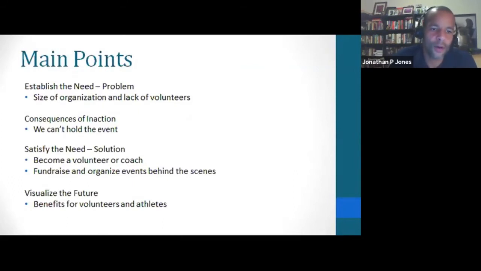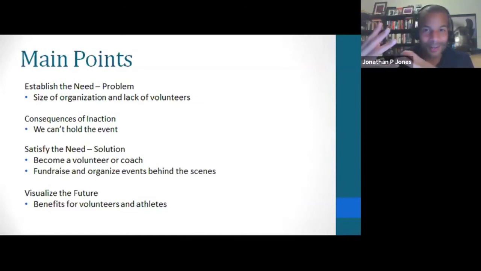Main point 1. So we've got to establish the need here, tell about the problem. And as I said, she talks about the lack of volunteers. She talks about the size of the organization, that there's millions of people who participate in all of that. So that is really giving us the scope of the problem. Consequences of inaction, what's going to happen if we don't do something about this lack of volunteers? We can't hold the event. It's not going to work if we don't have more people.